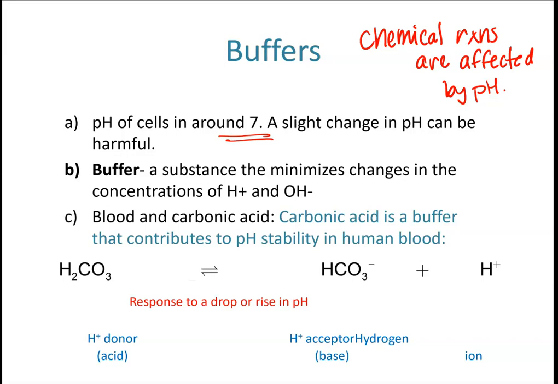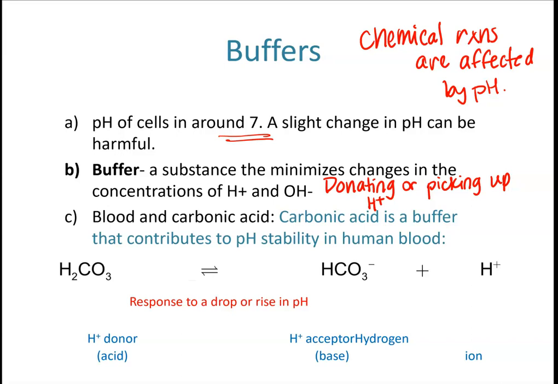So very often we can use something called a buffer in a chemical reaction. And in our bodies, we have buffers that do the same thing. A buffer is a substance that minimizes changes in the concentration of hydrogen ions and hydroxide ions. They do this by donating or picking up hydrogen. So if there's a lot of hydrogen in the solution, it will pick up hydrogen to maintain a more neutral pH. If there's not a lot of hydrogen, it'll actually donate it to make it more acidic.